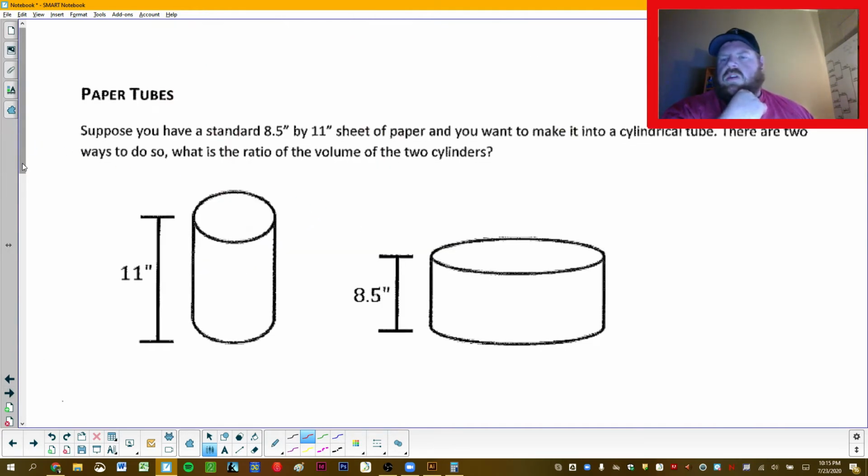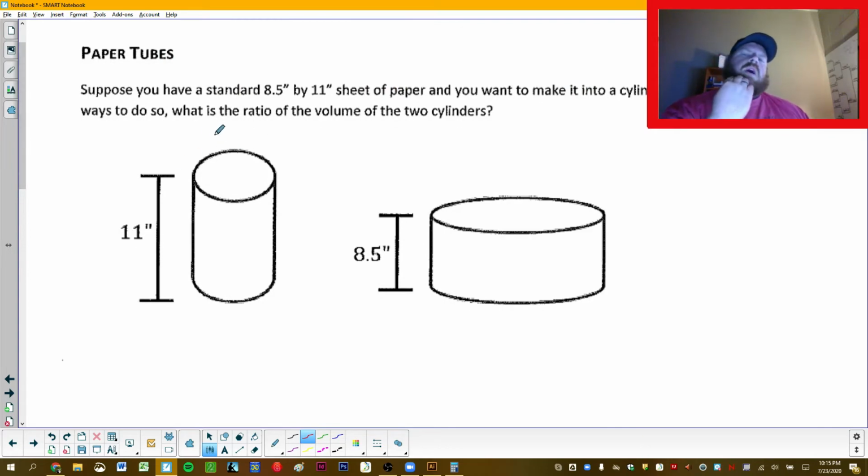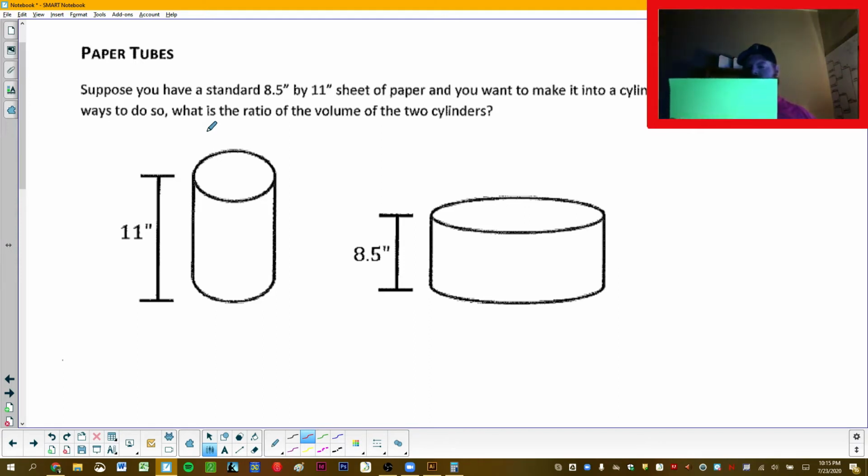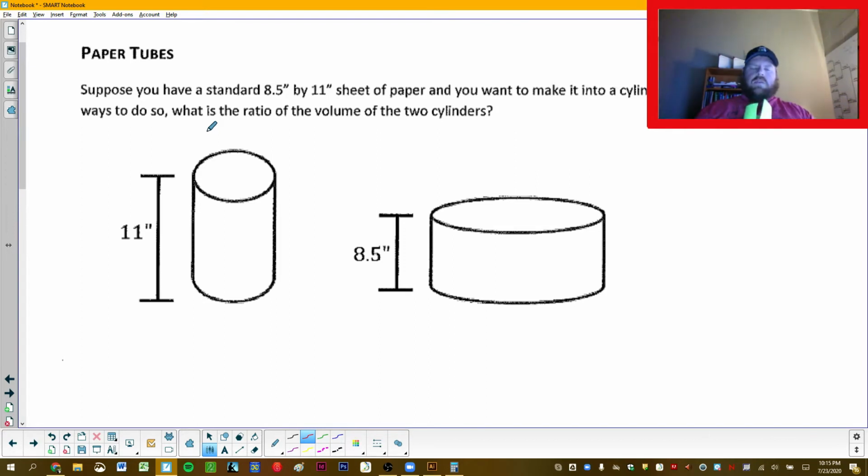The next one we talked about was paper tubes. Just saying that I give you just a normal piece of notebook paper. It could look like this. And we have a couple different ways that we can turn it into a cylindrical tube. We go this way. This would make the one on the right. Yes, the one right below me here. And then this other way would make the first one, the 11-inch height.